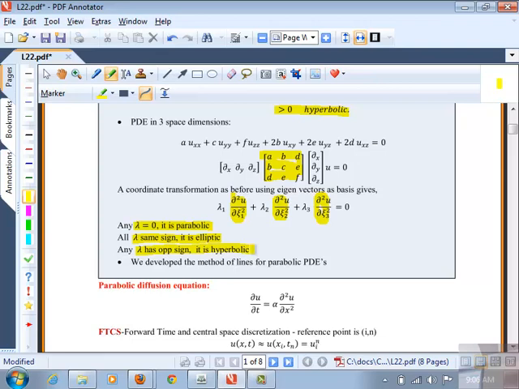As I said in the last class, the elliptic systems typically tend to be equilibrium systems. There's no time, there's no evolution of the state variable, in this case u. So typically it is a bounded system, but it could be infinitely bounded as well. But the boundary values determine what the internal values are. And those are the elliptic partial differential equations.